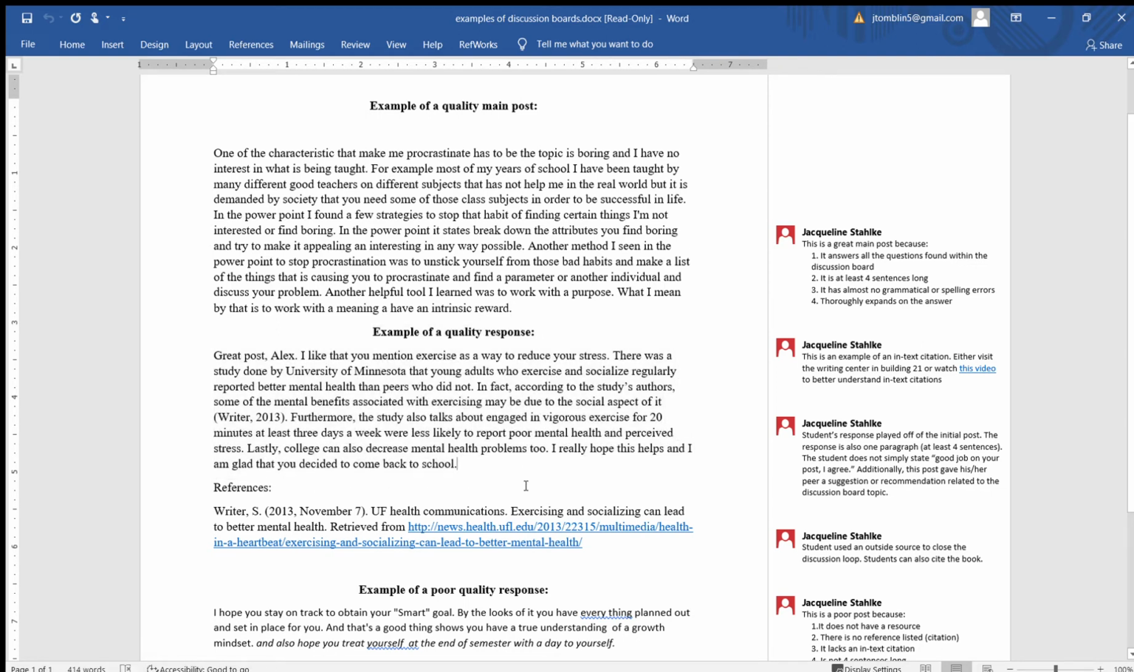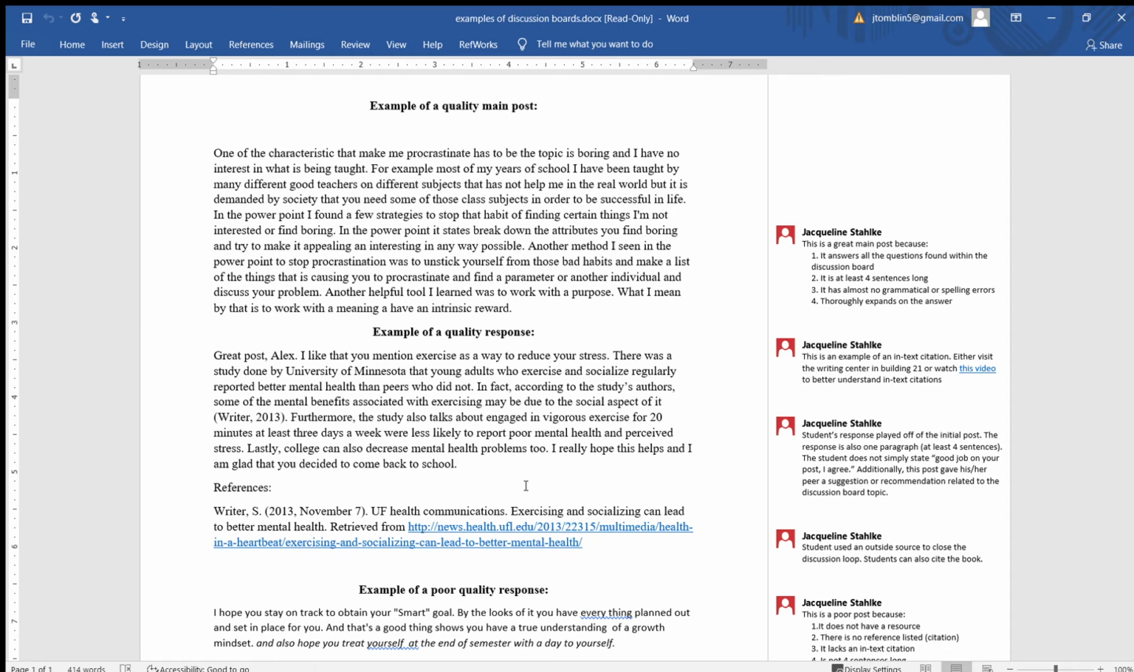Remember, for your responses, they must be at least 4 sentences long. They contain a scholarly article or resource. They have an in-text citation and a reference. Please keep in mind that this will be in APA format, not MLA. I know for some of you that might be a little difficult, but I have some resources available for you to help with the citation, and always feel free to use the Writing Center.